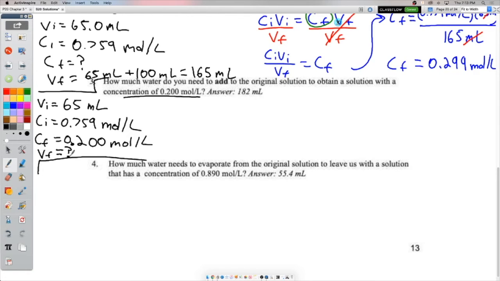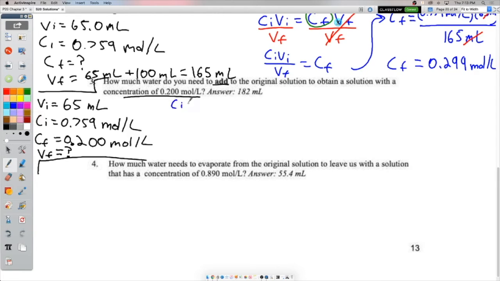And so it's saying, VF is not the final answer, because we are looking for how much water we need to add. But we do need to figure out how much we end up with, and then subtract that from what we started with to figure out how much we added. So first we're going to find what we ended up with, so that we can backtrack and figure out how much we added.